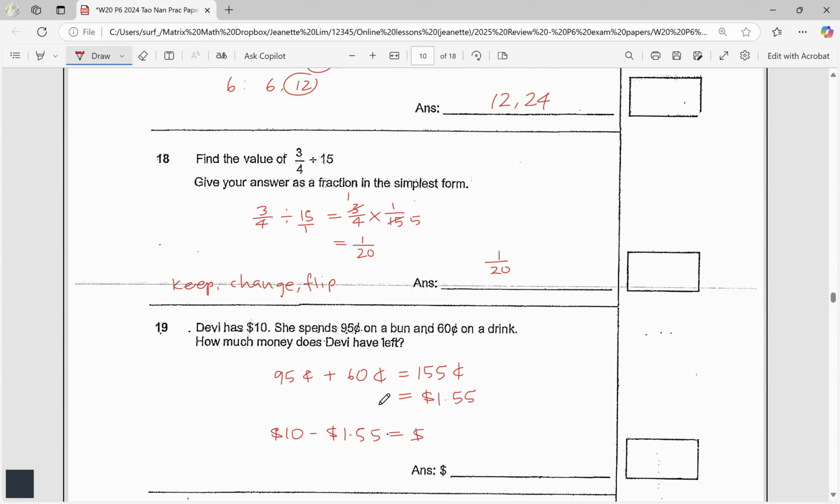So when I minus from $10, how much will I get? $10 minus $1 is $9. $9 minus 55 cents will be $8.45. So 8.45.